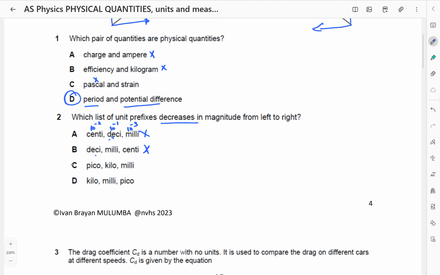Pico is 10 power negative 12. Kilo is 10 power 3. Milli is 10 power negative 3. So this is not decreasing because pico is small, so that is wrong. Automatically our answer is going to be D because kilo is 10 power 3, milli is 10 power negative 3, pico is 10 power negative 12. So the answer is D.